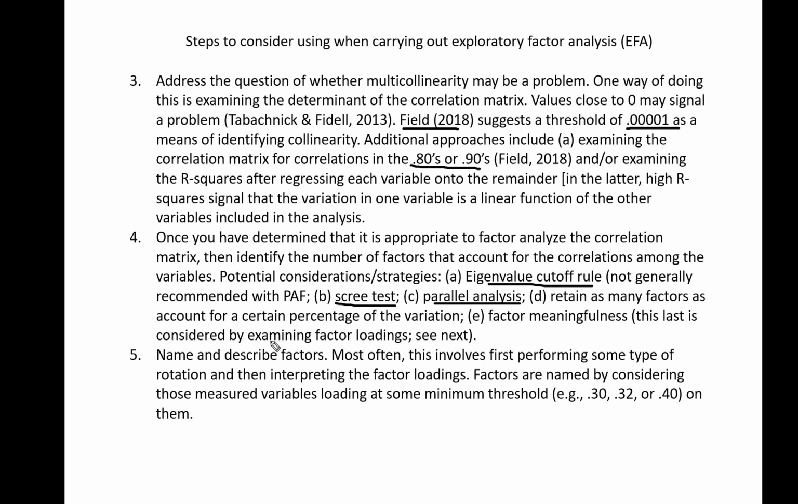Finally, you want to name and describe those factors that you retain. And so this typically involves performing some type of rotation and then interpreting the factor loadings. So factors are named by considering those measured variables that load at some minimum threshold, whether it be 0.3, 0.32, or 0.40. And actually, Pidcock and Stevens suggest a threshold of 0.40.